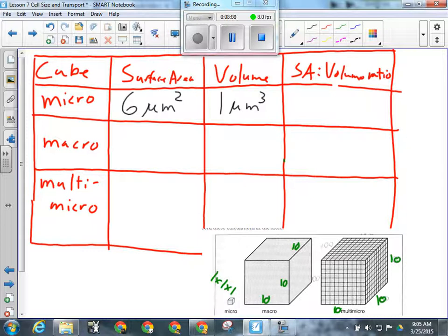So, is this a good situation? Lots of surface area and very little volume. Yes, that's very good, because diffusion doesn't have to go very far, and there's lots of membrane to acquire nutrients and get rid of waste and all that kind of stuff. That is a great situation to be in. Surface area to volume ratio is 6 to 1.